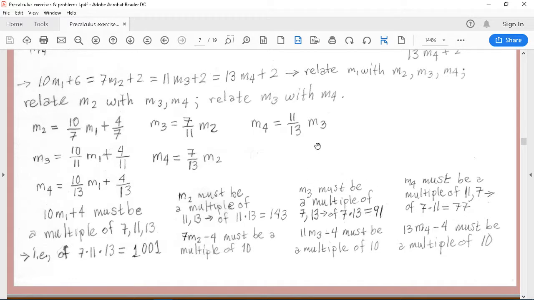Okay, we also have that M3 from these two expressions must be a multiple of 7 and of 13. That is, M3 must be a multiple of 7 times 13, that is, multiple of 91. And M4 from these two expressions, this one and this one, must then be a multiple of 11 and 7. So it must be a multiple of 7 times 11. That is, it must be a multiple of 77.